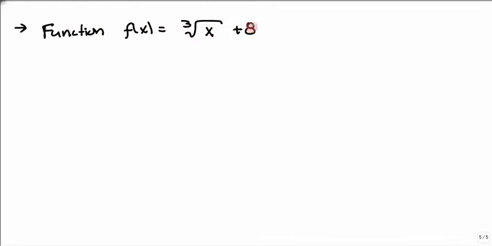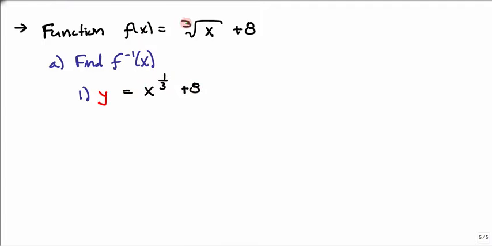Now notice the plus 8 is not underneath a radical sign. The first thing I want to do is find the inverse. So we want to find the inverse of x, f inverse of x. So first step, replace f of x with y. So I have y equals x to the 1/3 plus 8. So cubic root is the same as an exponent of 1/3. Okay, second step, we're going to swap the x and the y. So I have x equals y to the 1/3 plus 8.